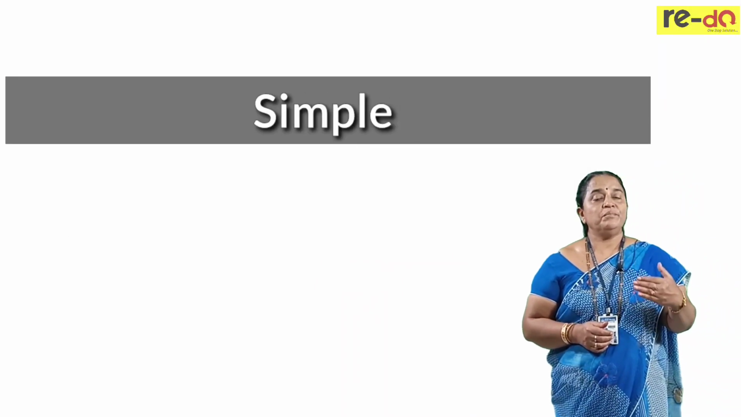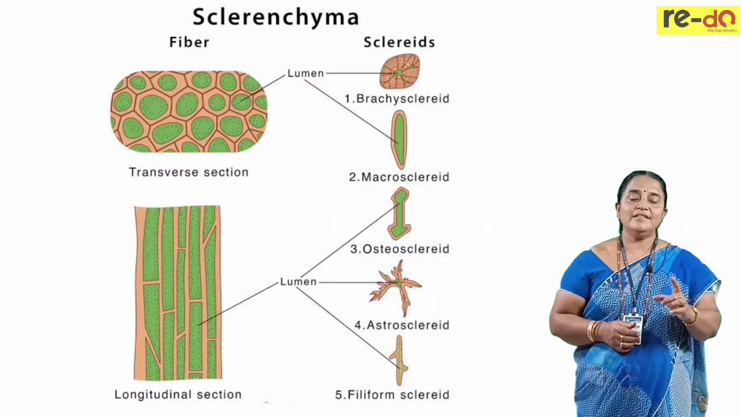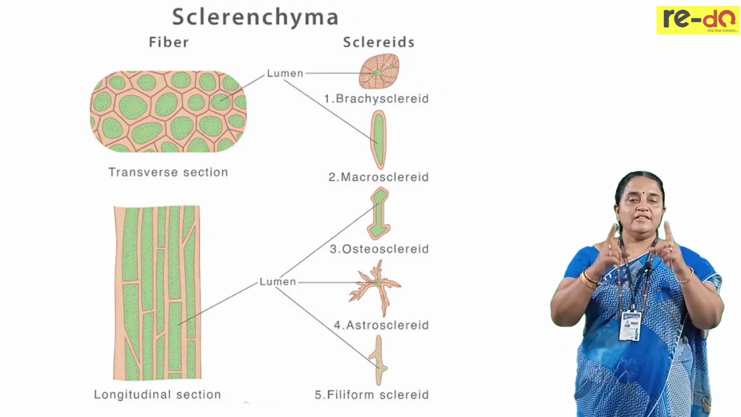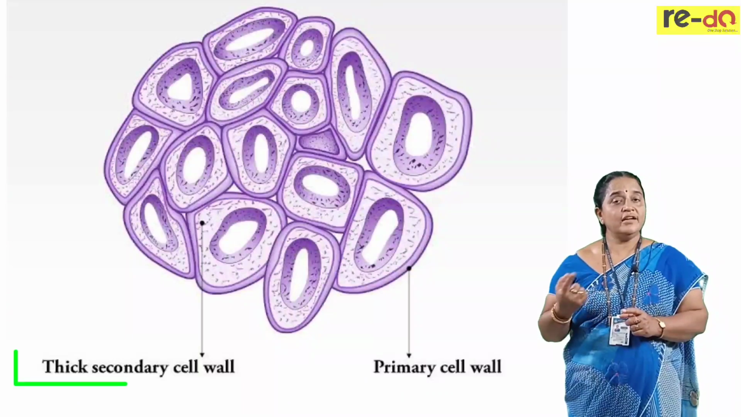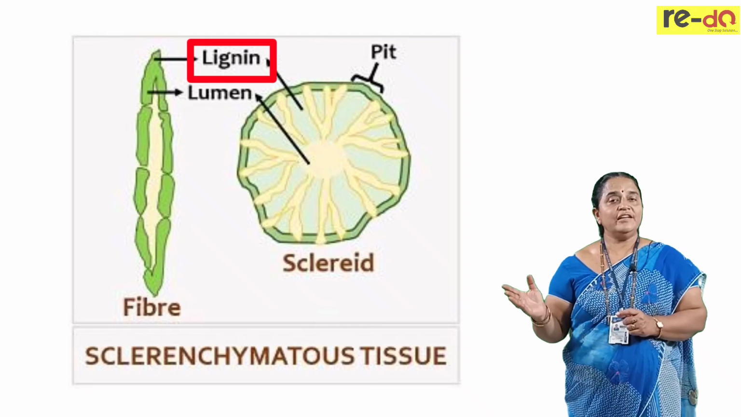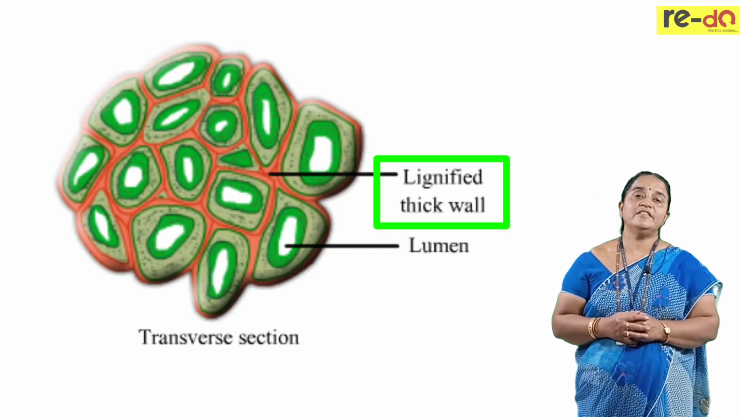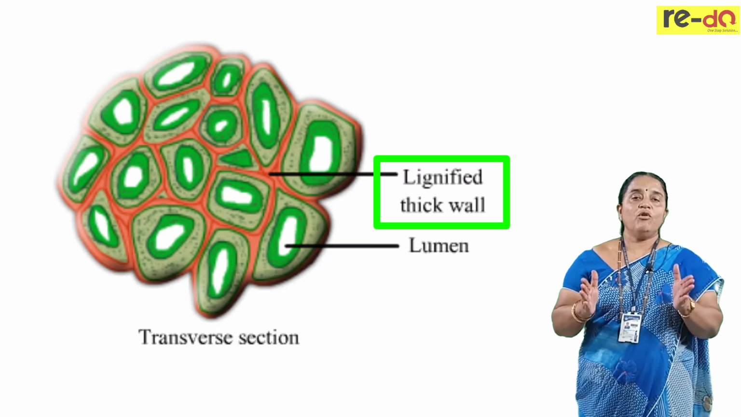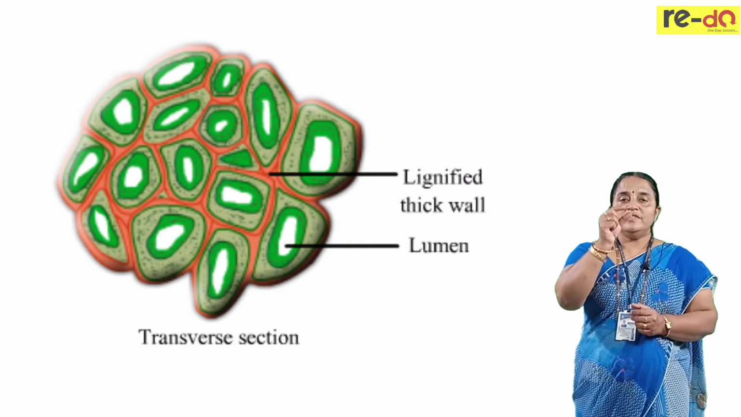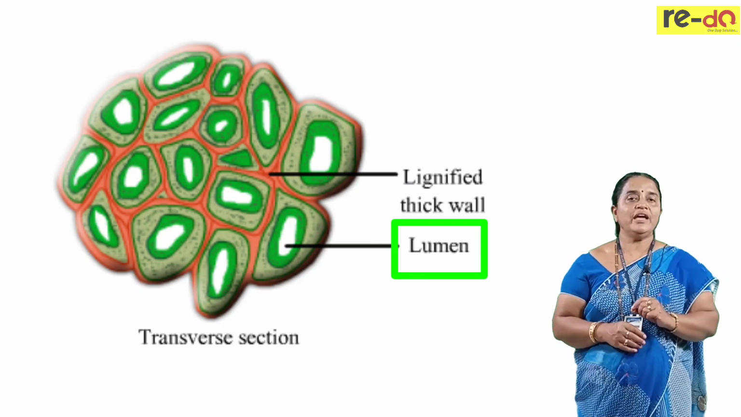Let us come to simple dead permanent tissue. It is sclerenchyma. As it is a dead tissue, we can see the thick cell wall, secondary in nature, deposited with lignin. So we can straightaway say that sclerenchymatous cells are covered by lignified cell walls. As the cell wall is very thick, they reduce their lumen. The reduced lumen is empty without any protoplast, hence the cells appear dead.